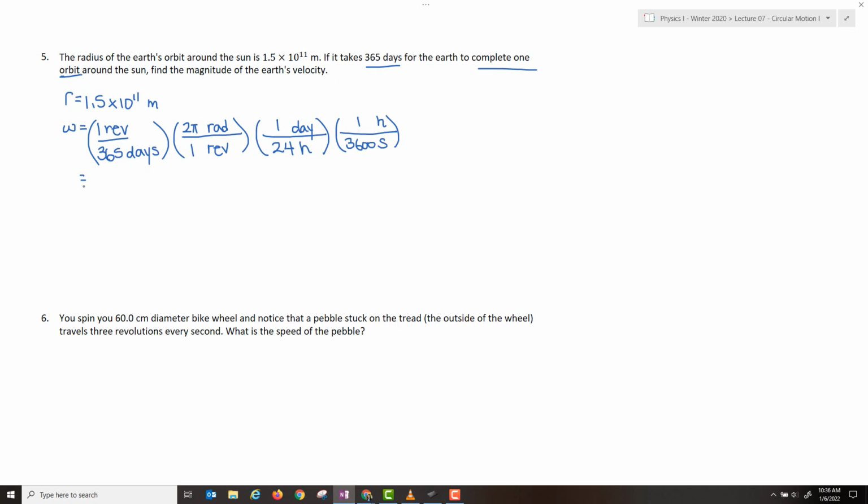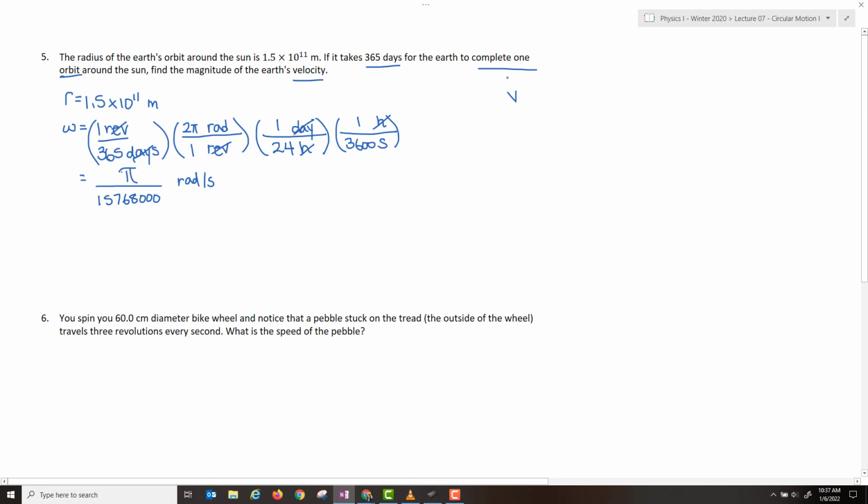So I get this really, really small number. I have 1, and I'm going to leave this as a fraction. I have 1 pi, so I'll just write that as pi over 15,768,000. Okay, so that's the number that I get when I multiply all of these fractions by each other. And the units for that would be, the revolutions cancel, the days cancel, the hours cancel, and I'm left with radians per second.